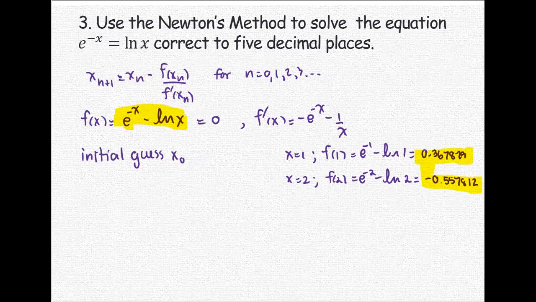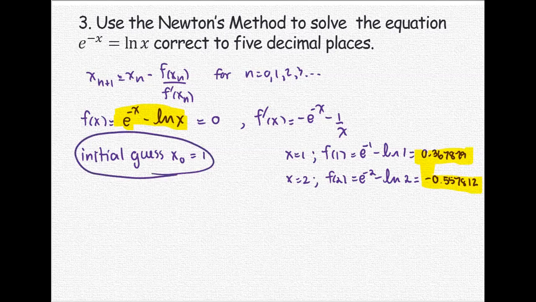For our convenience, we're going to choose the initial guess x0 as the value 1. As x0 equals 1, the function at 1 equals 0.36788, keeping 5 decimal places. And the function f prime at 1 equals negative 1.36788.